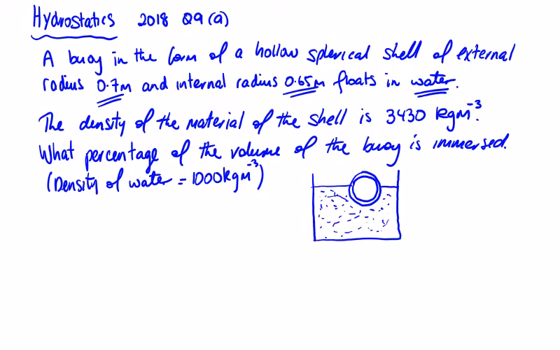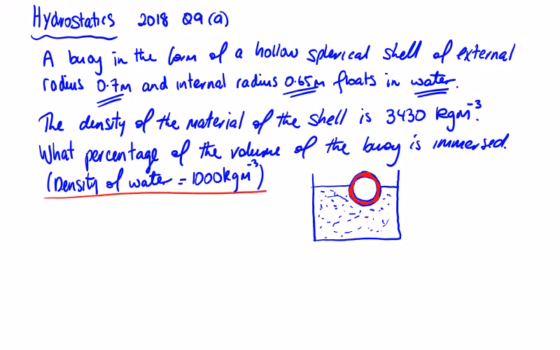Hydrostatics 2018 question 9a. A buoy in the form of a hollow spherical shell of external radius 0.7 meters and internal radius 0.65. So let's look at the diagram they gave us. The weight of the object is just going to be this part around the outside here because it's not solid. Floats in water. Okay, so the density of water they gave us as well.